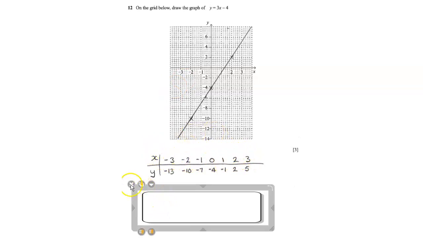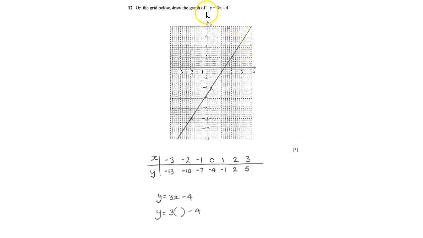And then we've looked at the equation of a straight line, which is y equals 3x minus 4. Take the x out and just substitute everything into this. So it's 3 times x take away 4. So it's 3 times minus 3 take away 4, which ends up being minus 13. 3 times minus 2 take away 4, which is minus 10. 3 times minus 1 take away 4 is minus 7, and so on. So we're just substituting the x values into here. With the brackets there, it just means 3 times this.